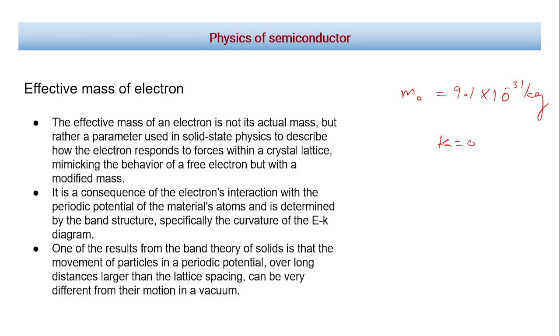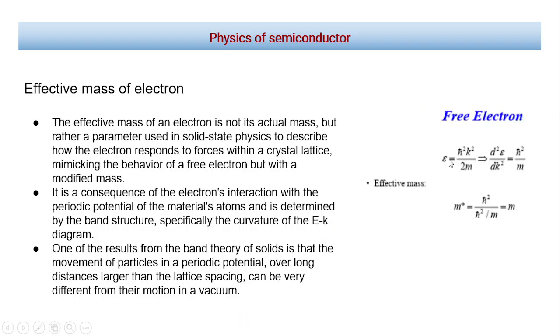One of the results from this band theory is that the movement of a particle in a periodic potential over long distances larger than the lattice spacing can be very different from its motion in vacuum. Motion in vacuum gives us this mass, and when it's moving in a solid, it's interacting with the crystal lattice and its mass is changed. It can become positive or negative also.